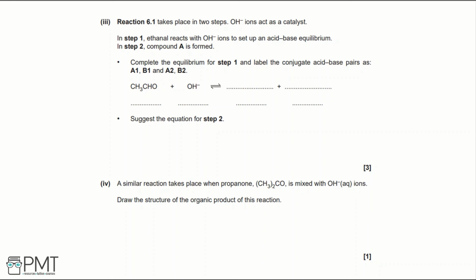Firstly, let's identify the acid and the base out of CH3CHO and OH-. The acid is CH3CHO, so we can label this A1 using the correct labels that we've been given in the question. Our base is then OH-, so we'll label this B2. The acid, CH3CHO, is a proton donor, so it's going to donate a hydrogen to OH-, which means we're going to produce H2O and CH3CO-.